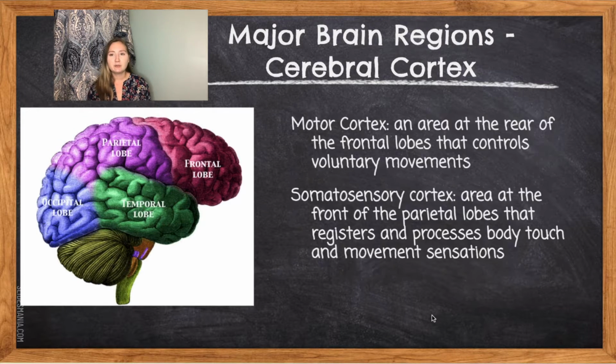Okay, another major part of the cerebral cortex is the motor cortex. The motor cortex is an area at the rear of the frontal lobes, so the frontal lobes are here, right? So it's probably right about here, that controls voluntary movement. And then we get the somatosensory cortex. This is the area at the front of the parietal lobes, which, remember, the parietal lobe is at the crown. So the motor cortex and the somatosensory cortex are pretty close together. This is the area that registers and processes body touch and movement sensations.